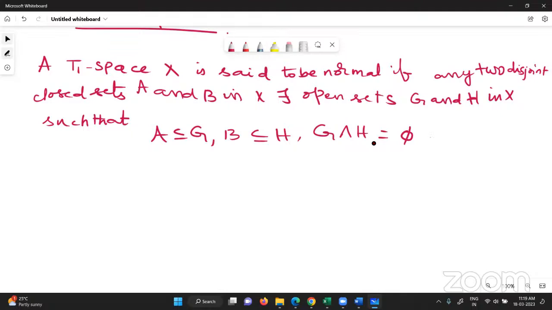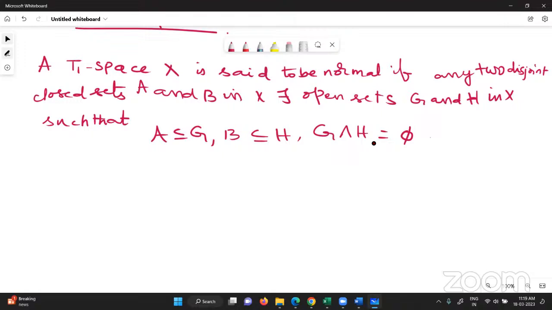See, just observe carefully how the theory is being developed. A T1 space means two points are separated by two sets. A T2 space means two points are separated by two disjoint sets. A regular space means one point and one closed set, where the closed set should not have this point, are separated by two disjoint open sets. And a completely regular space means one point and one closed set are separated by a continuous mapping.